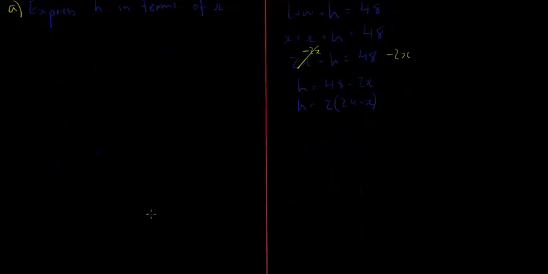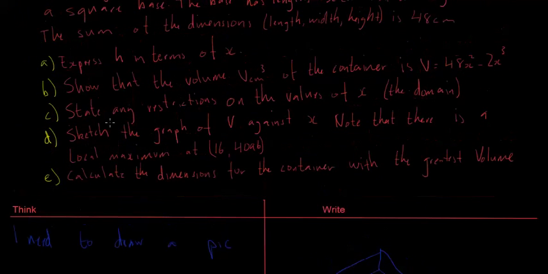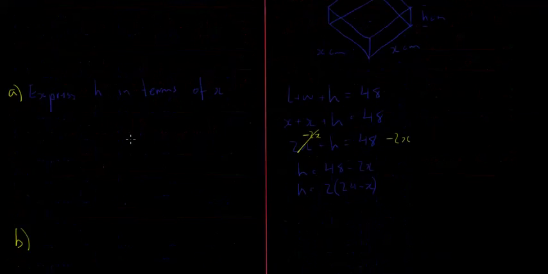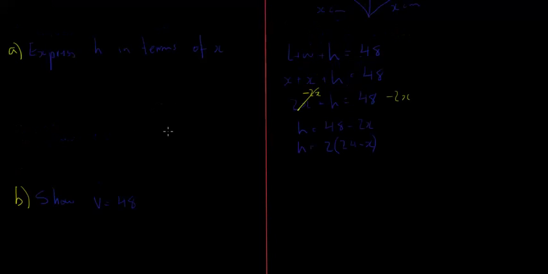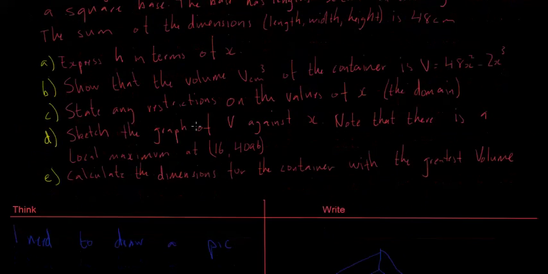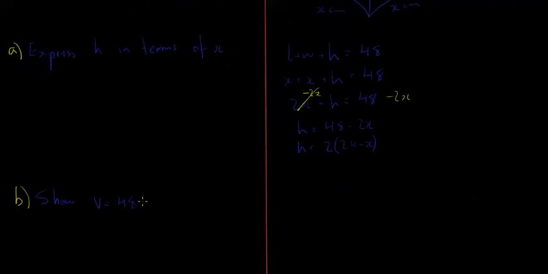Alright, part B. What was part B? Part B was to show that. So this is one of our show that questions. Show that the volume V centimeters cubed of the container is 48x squared take 2x cubed. Show V is equal to 48x squared, take 2x cubed.